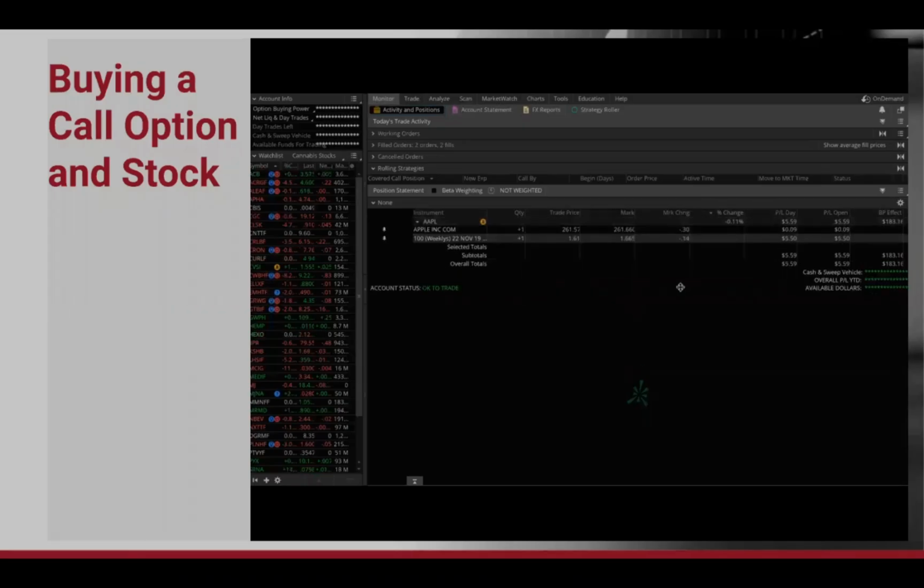Now the price is going down at this particular time, but we own one share of Apple and we also own one contract. You see here, 1 and 1, that's one share of Apple. And we own one contract at $1.61. Anything that's higher than 161, we profit. Anything higher than 261.57, we profit.